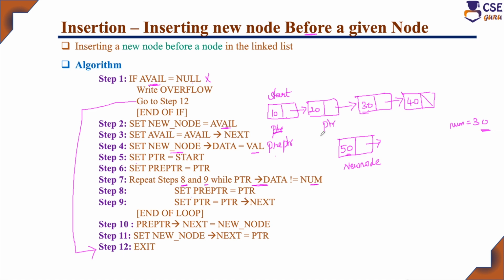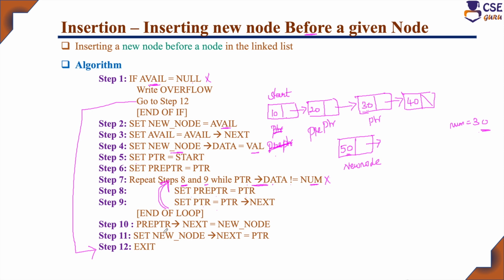Now, in the second iteration, you have to consider 20 as the PTR. And in the next iteration of the while loop, check PTR of data not equal to number. 20 is not equal to 30. Condition is true. Set PTR as pre-PTR. Pre-PTR is now this one. PTR is equal to PTR of next. This is PTR. And in the next iteration, PTR of data not equal to number. PTR of data is 30. Number is also 30. Both are equal. Condition fails. So, the while loop will terminate here.